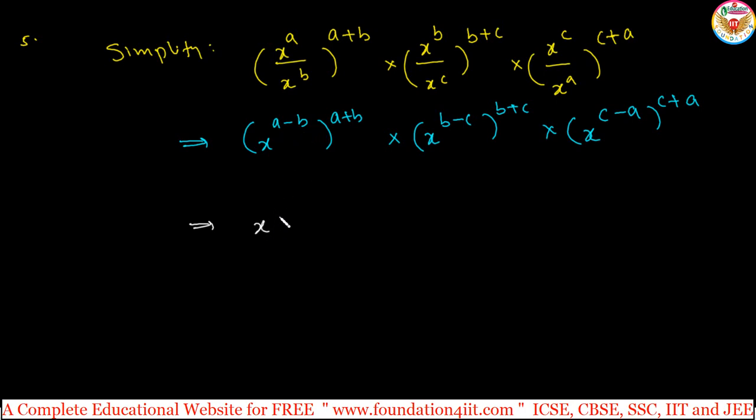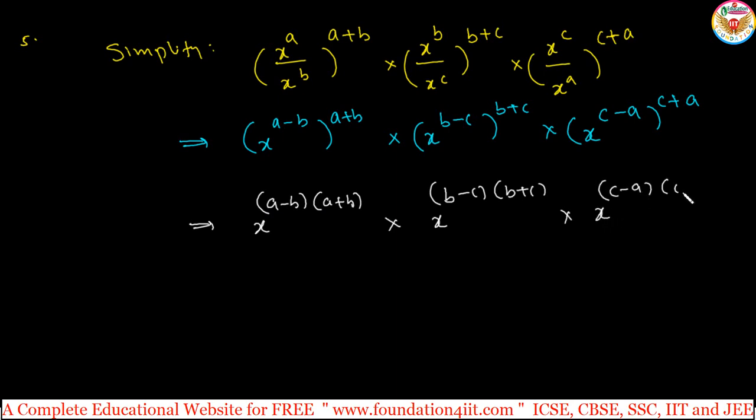So x to the power a minus b into a plus b, into again x to the power b minus c into b plus c, same x to the power c minus a into c plus a. Right? Now x to the power, you simplify: a minus b into a plus b is a square minus b square. Okay, formula it is. Same, x to the power b square minus c square, into x to the power c minus a into c plus a, which is c square minus a square, right?